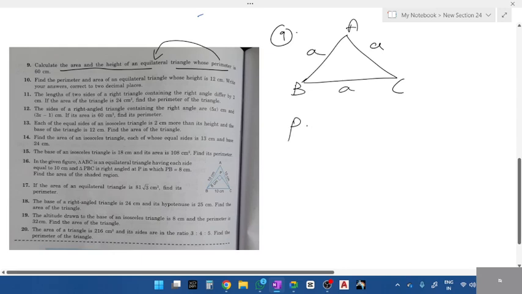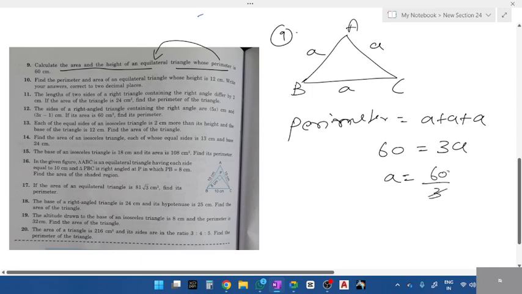If perimeter is given, first write perimeter. What is the perimeter formula? a plus a plus a, 3a equals the perimeter value, 60. So a equals 20. Does it make sense? 20 makes sense. So a is equal to 20. We got to know the value of a.